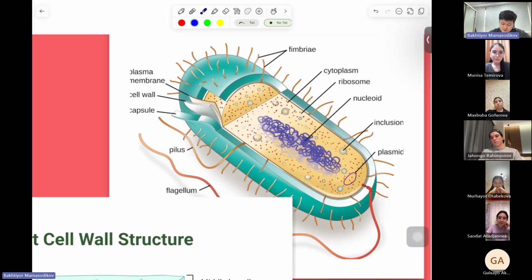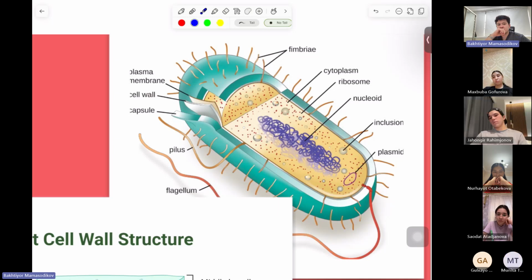And they have what is called the pilus. This is the pilus. Why do they need the pilus? What do you think? Maybe to eat. Good question, good answer. But they need the pilus for exchanging the genetic material, for exchanging the DNA.